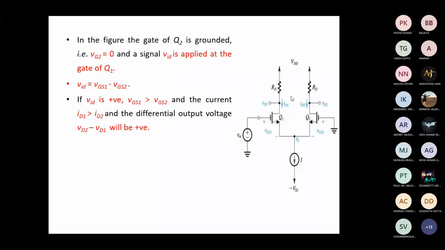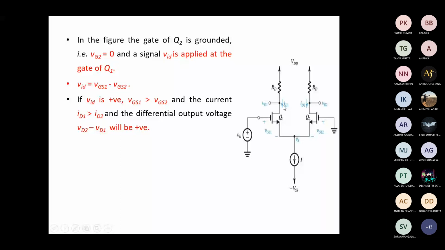I mean to say here, when ID1 is high, VD1 will be less, and when ID2 is less, VD2 will be high. Whenever the drain current passing is high, the drop across this resistance RD will be high, so the final output voltage measured at the drain will be less.